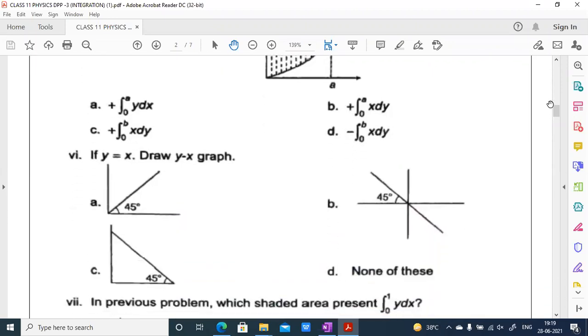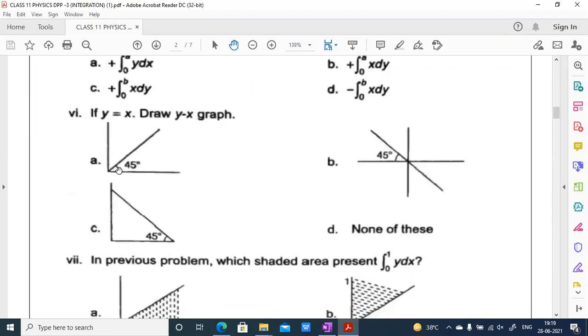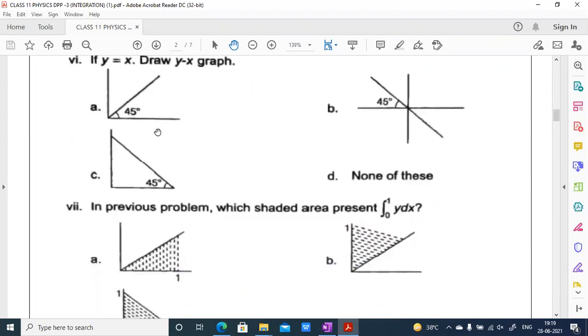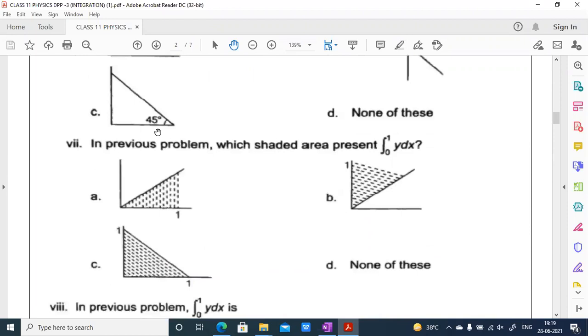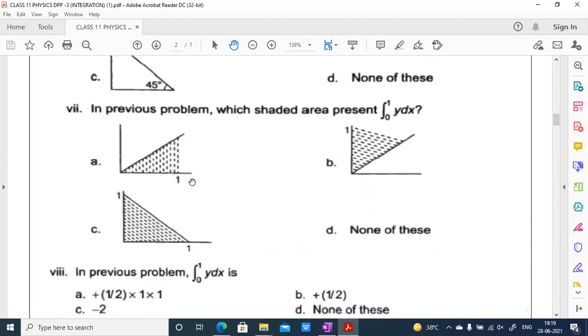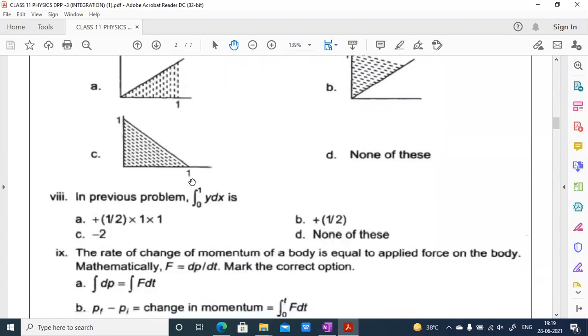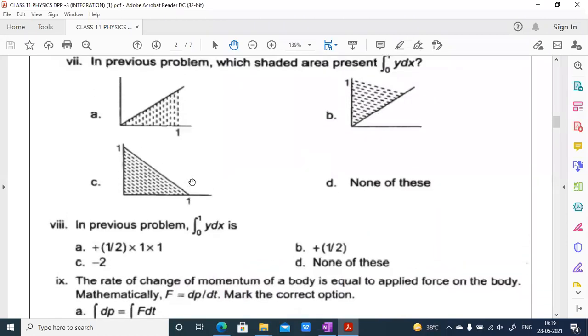Okay, graph, I think we did. y is equal to x. This graph is A, no problem. In this previous problem, the area represents 0 to 1 by dx. Seventh, what should be the answer? A. The answer will be A.